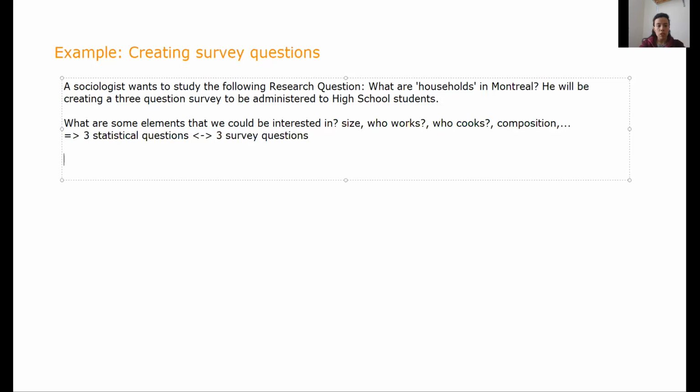Okay. So my first statistical question is going to relate to the size of the household. So what is the typical size of a household in Montreal?